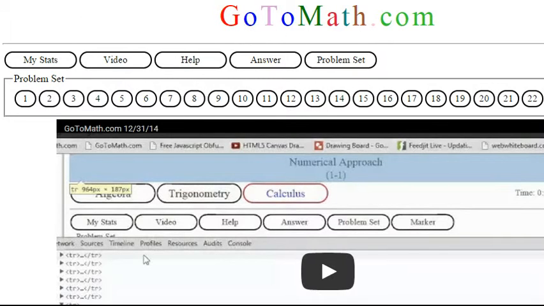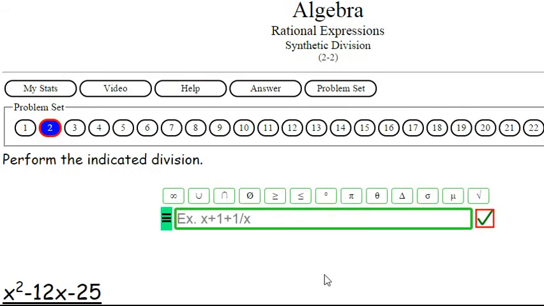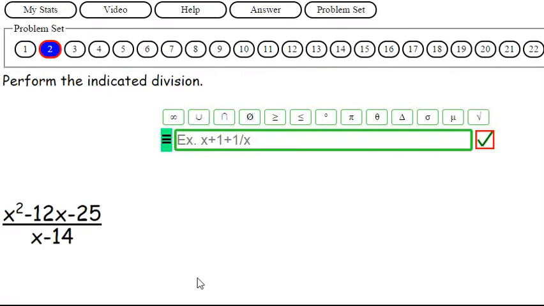Okay, we're over here at GoToMath.com. Click on the algebra. Let's go down to synthetic division. We're looking at 2.2 now. So we have x squared minus 12x minus 25 over x minus 14. So you should be getting the hang of this at this point. Over x minus 14.